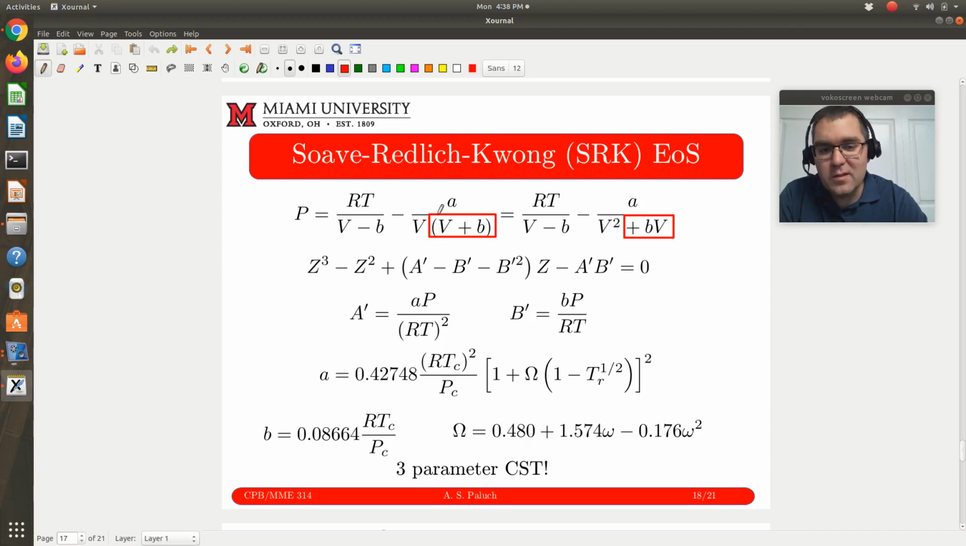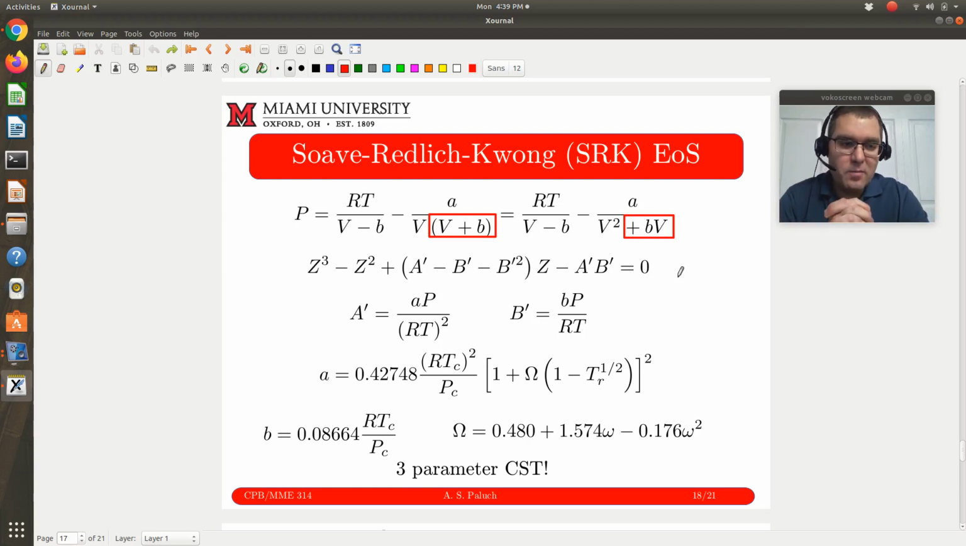And so what he does is he modifies this second term. If I expand it out, instead of v times v plus b, it's v squared plus bv. So in this attractive term, he modifies the denominator by adding a plus bv. Okay, so you can go through the same exercise in terms of getting an equation which is cubic in Z.